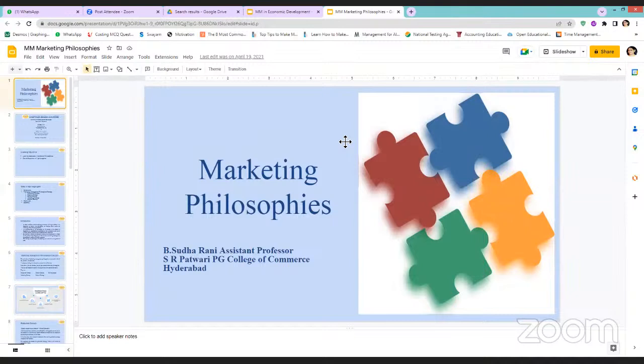What is marketing management? Generally people say marketing management means simply advertising and sales. But marketing management is beyond that. It is not simply advertising and sales. Marketing management is a customer oriented philosophy that the whole company works upon, where the entire efforts of the company are put into understanding the customer and fulfilling the customer needs.